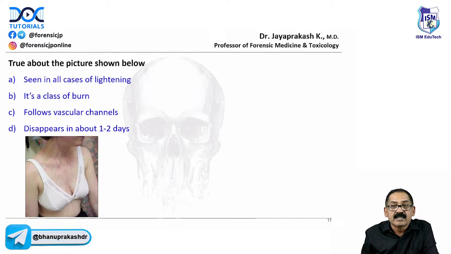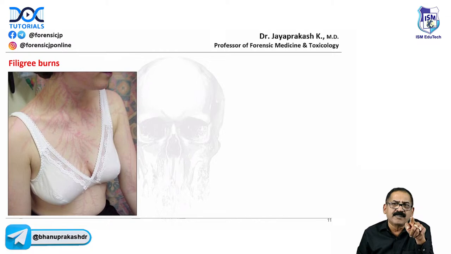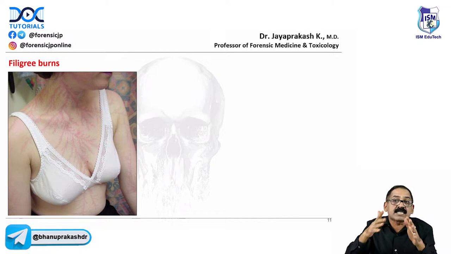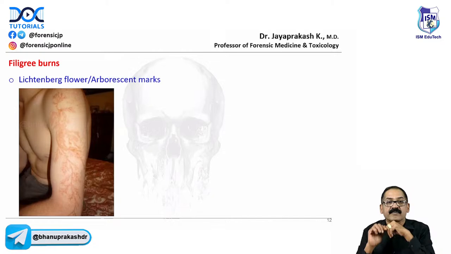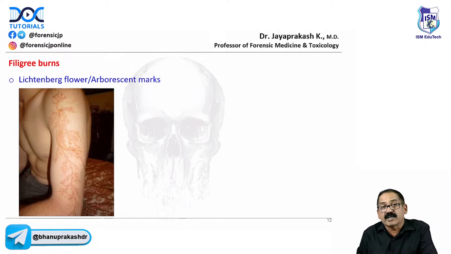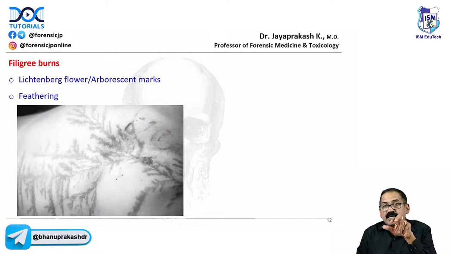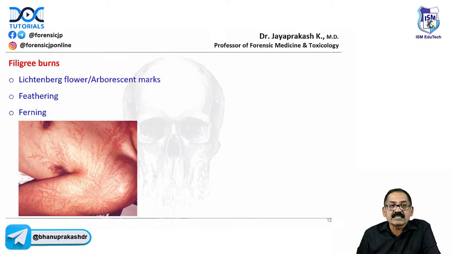How to differentiate? I will show you. Look here. Filigree burns are thinner, tortuous, and have a branching, tree-like pattern, whereas marbling is comparatively thicker, with a mosaic, irregular venous pattern, not like branches of a tree. Okay. Also known as Lichtenberg flower marks or arborescent marks. Feathering, the pattern of a feather. Okay. Ferning.